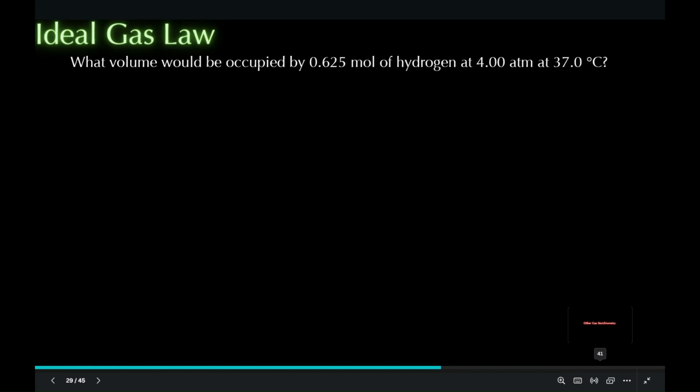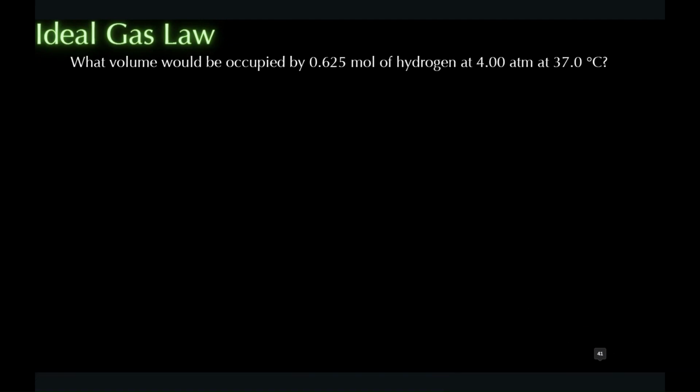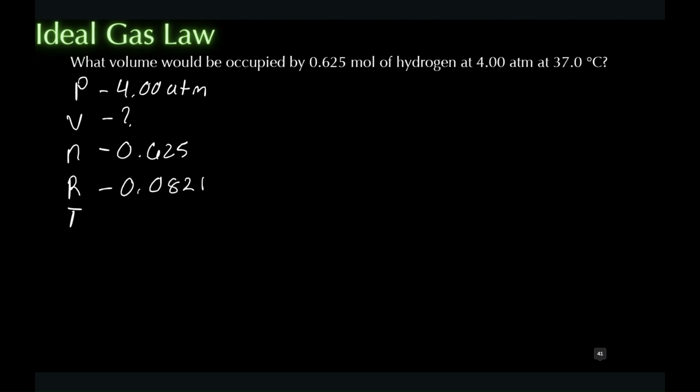In our first example, it is asking us what volume would be occupied by 0.625 moles of hydrogen at 4.00 atmospheres at 37 degrees Celsius. We will first list all of the variables. Our P is 4.00 atm. The V is the unknown. The N is 0.625. The R value is 0.0821. We know this because the pressure is in atm. The temperature is 37 degrees Celsius, but we need to convert it to Kelvin by adding 273. This makes our temperature 310 Kelvin.